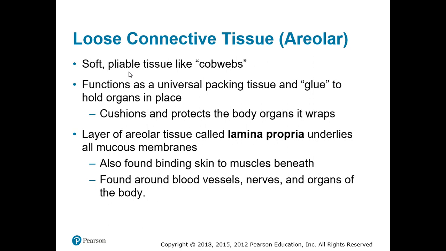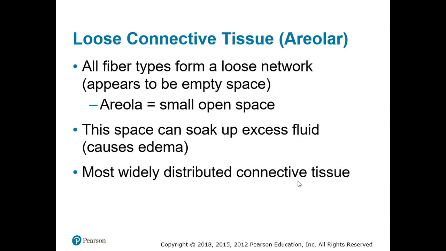There is a layer of areolar tissue called lamina propria that underlies all mucous membranes. So that is one place that you can find it, on mucous membranes. Other places that you can find it in the body is binding skin to the muscles underneath. You can also find it around blood vessels, nerves, and of course, we've already mentioned you can find it wrapped around the organs of the body because it helps hold them in place.